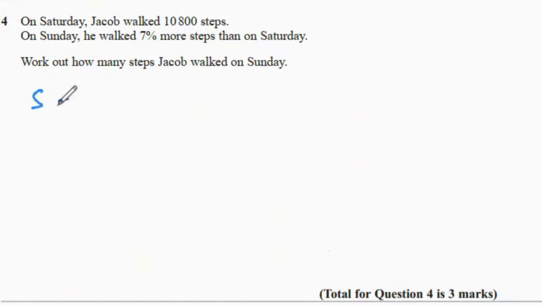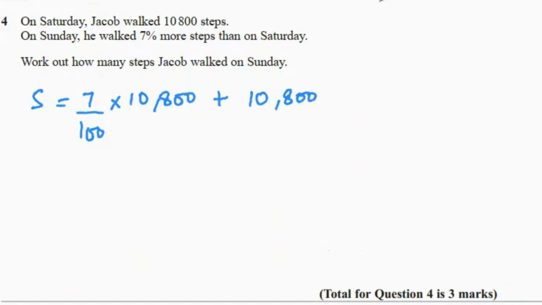So Sunday is basically 7% more steps. So 7 over 100 times the number of steps he walked on Saturday, which is 10,800. And then we add that to the number of steps he walked on Saturday, because it says 7% more, which means to the existing 10,800, we're adding 7% of that 10,800. So that's going to give us 11,556 steps. That is the number of steps he walked on Sunday.